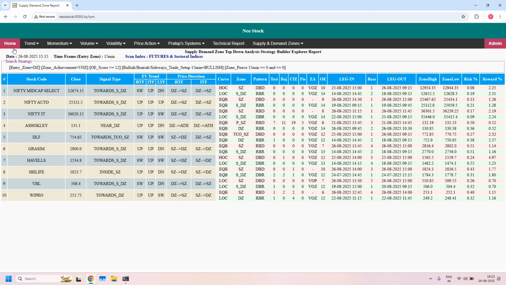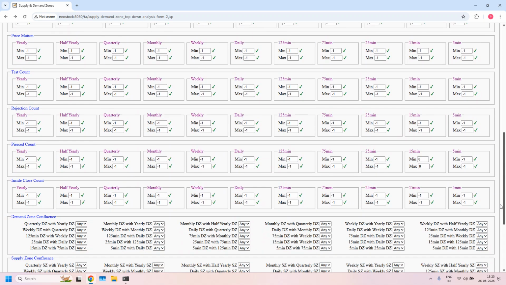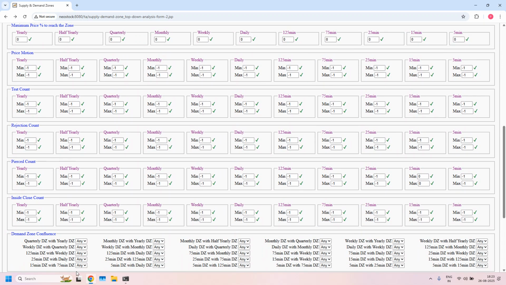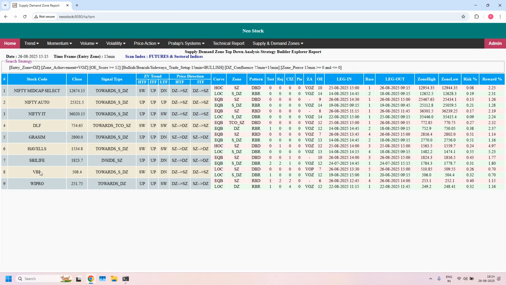So the first filter, LTF and ITF demand zone confluence, that is 15 minutes and 75 minutes demand zone confluence. By enabling the filter, now we got 9 stocks. In all the 9 stocks, the 15 minutes demand zones overlapped with 75 minutes demand zone. And the 75 minutes trend is uptrend in all the stocks.